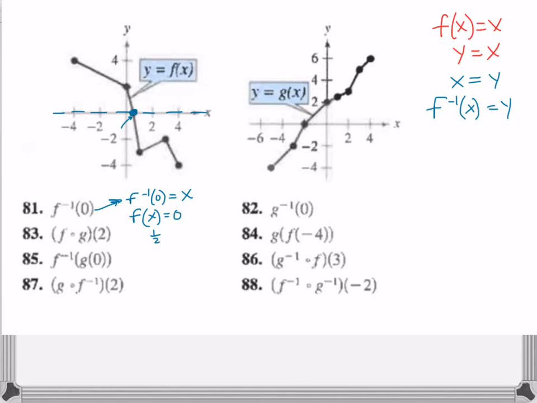I'd say that's 1/2. Alternatively, since we know that the inside of the parentheses for the inverse is the y value, we just look for the x value on the graph. So where the y value is 0, x is 1/2. Alright, let's go ahead and do number 82 here, see if you can figure it out. You can pause the video to check yourself.